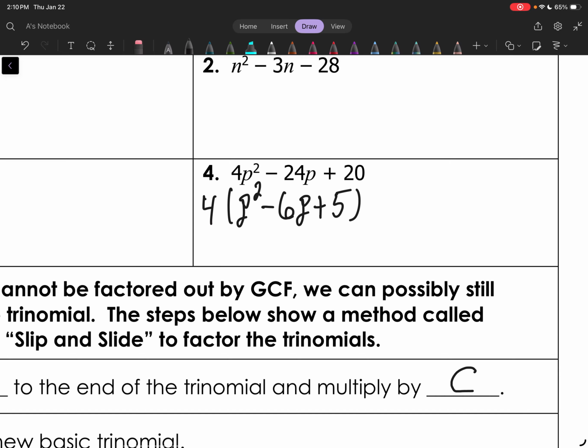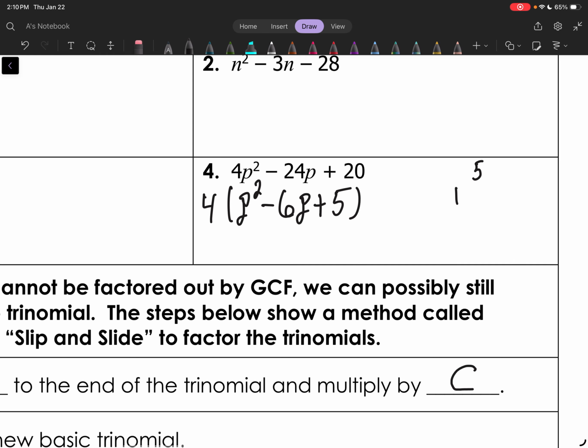Now I break down the factors of 5. I have 1 and 5. This sign tells me the big one's going to be negative, and this one tells me they're going to be the same sign. This is negative 6, so it is factorable. P minus 1, p minus 5.